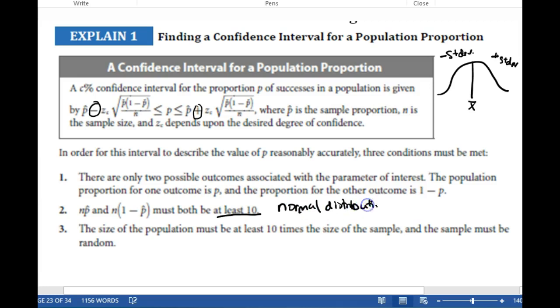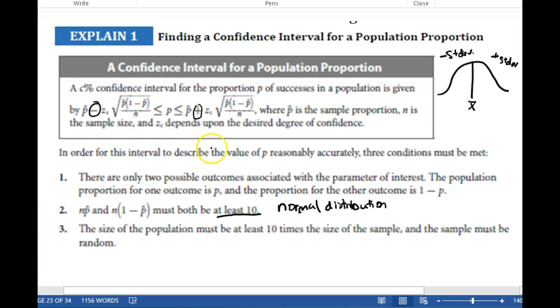So we're going to kind of use the same thing. And then the size of the population must be at least 10 times the size of the sample, so that the sample can be random. And the sample must be random. Okay.